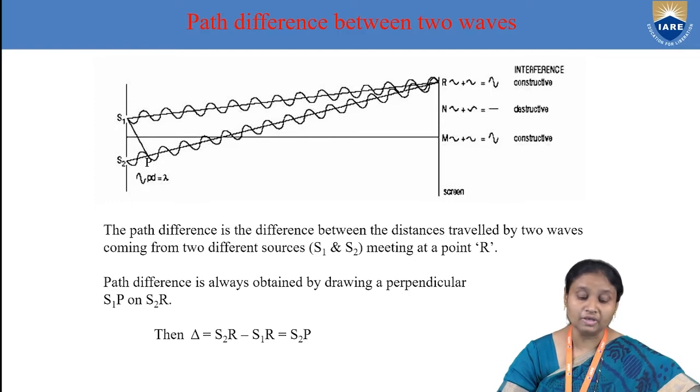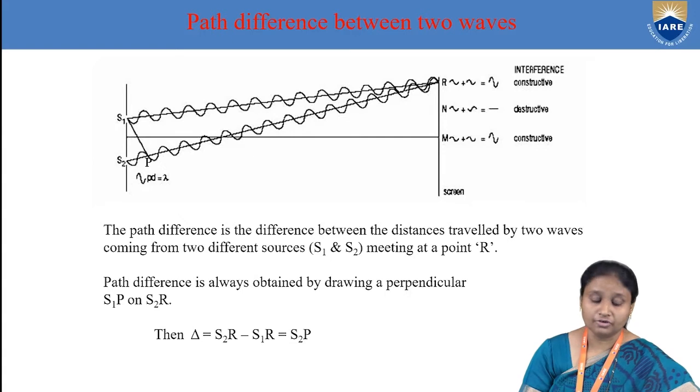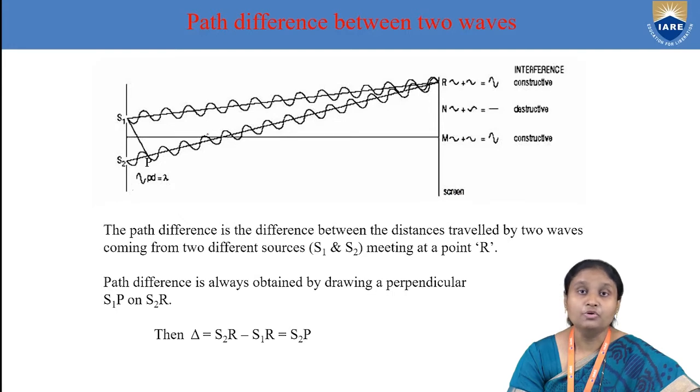Now here I have two waves, and in this case I have taken two sources of light, which I am calling S1 and S2. One wave starts from S1, travels, and reaches one point R on the screen, and this screen is kept at a certain distance from these two sources. Then I have one more wave which starts from the source S2 and also travels towards the screen and reaches the same point R.